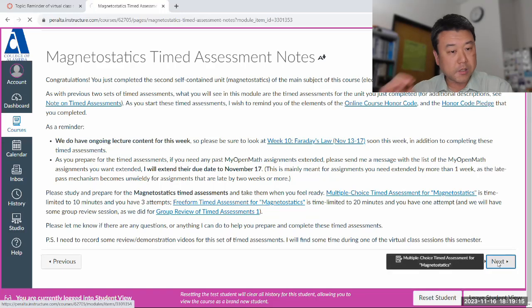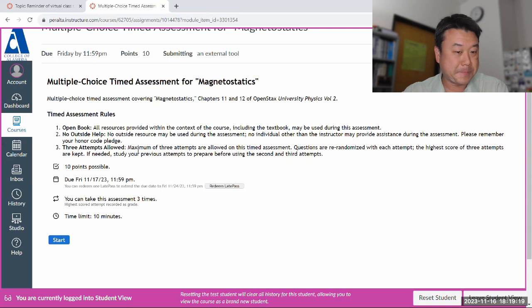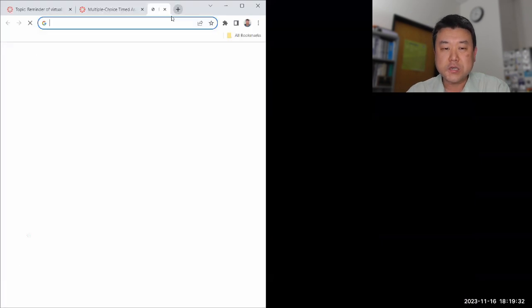So let me start with the multiple choice. This is actually, I think, my first time going through this, so I hope there aren't too many programming mistakes. Like with the other two multiple choice questions I have done, I'm going to be using Perplexity.